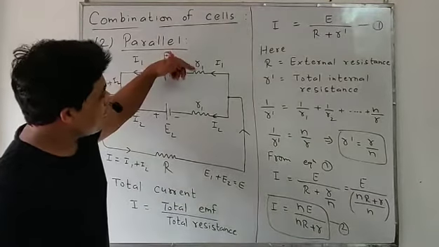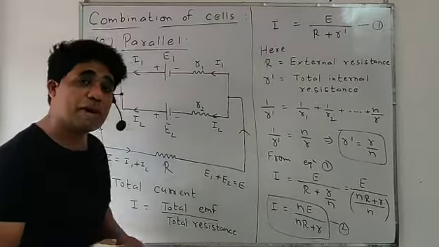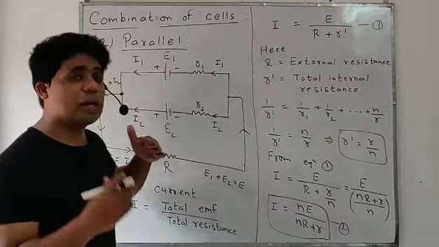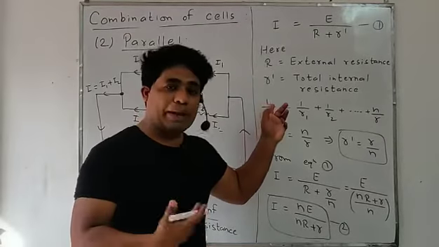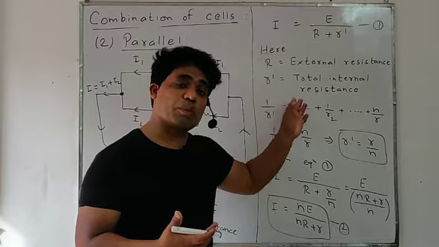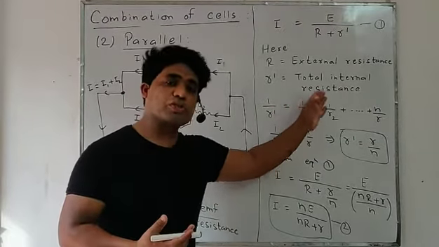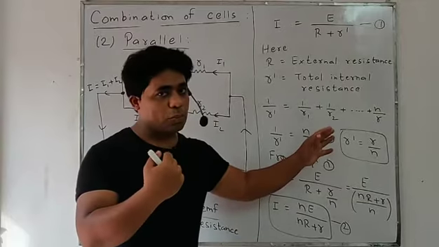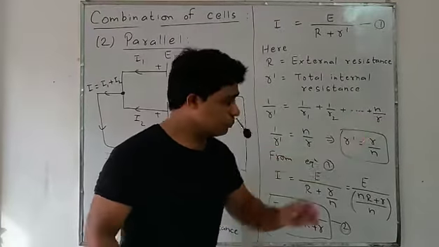Look, we are having R1, we are having R2, and till we are having Rn. All are connected in parallel combination. So what should be the total? We apply the formula of total resistance in parallel combination: 1 upon R equals 1 upon R1 plus 1 upon R2 plus 1 upon R3 till n terms of 1 upon r.